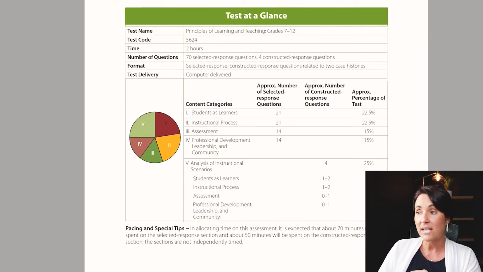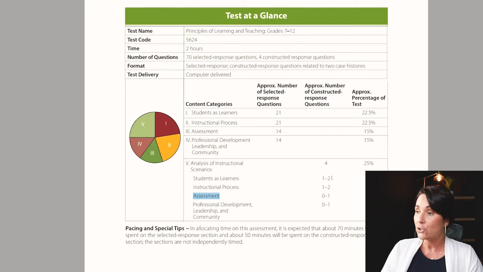Now, let's take a look at how this is structured. There are 4 possible questions for the constructed response. Notice that no matter what, you are going to get a constructed response from students as learners and the instructional process. Notice you get 1 to 2 questions from there and 1 to 2 questions from there. Now, you might not get one from assessment.